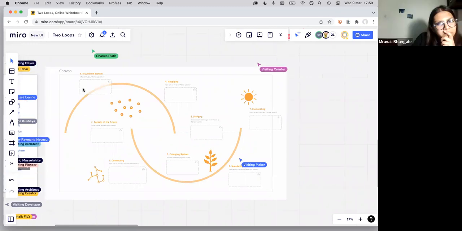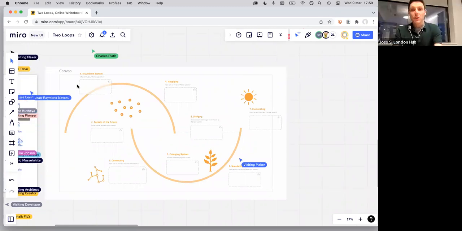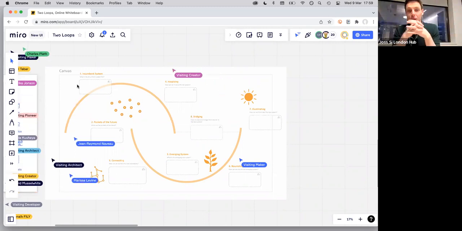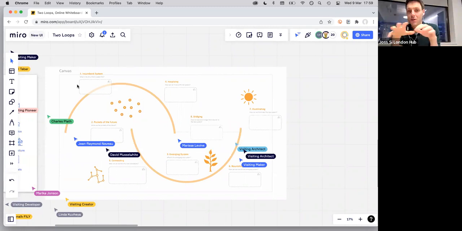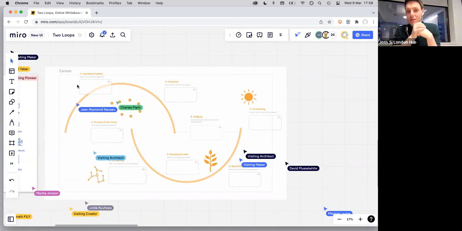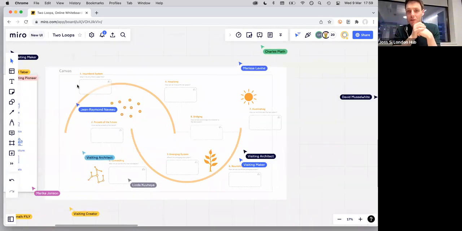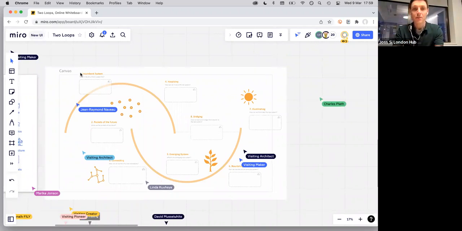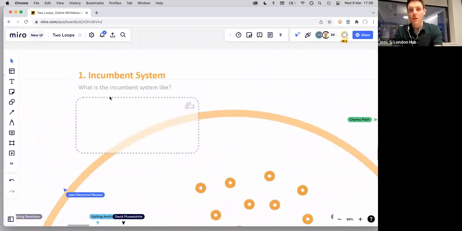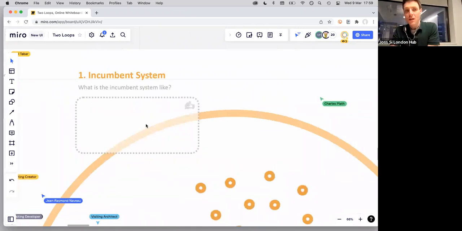Please join me over here, and we'll go quite quickly. We've just got 25, 30 minutes, so we'll go through them quite quickly. Obviously, the exercise here is to understand how this template works, how this canvas works, so that you might be able to use it yourself at some stage. So the first box, what does the incumbent system look like? Let's try and identify that.